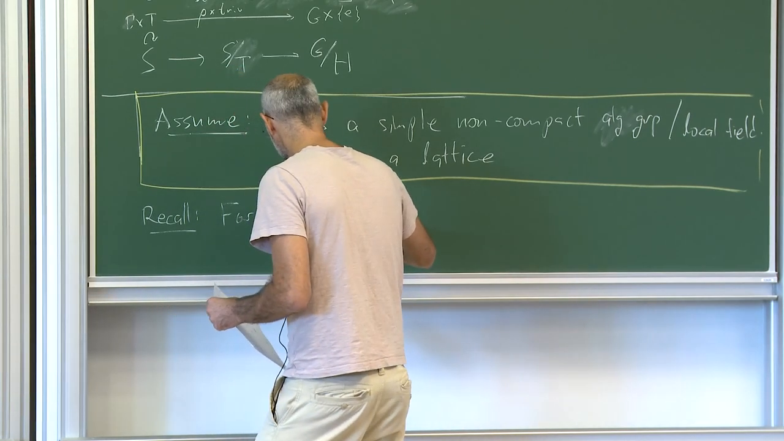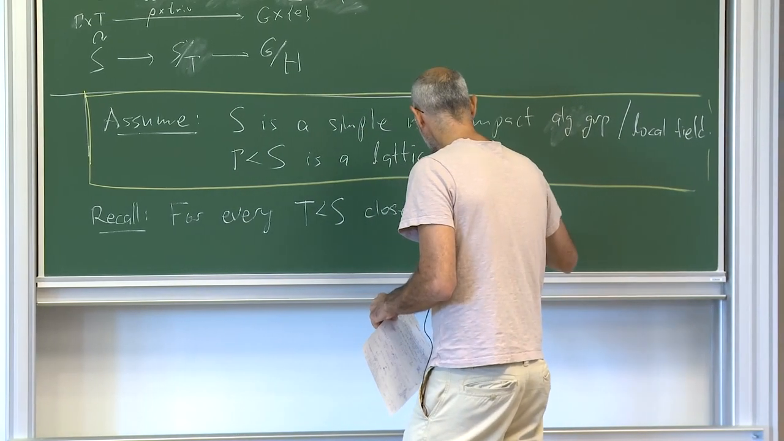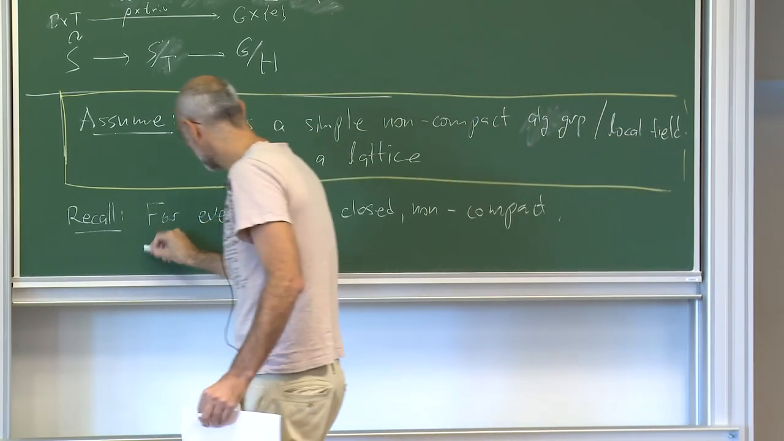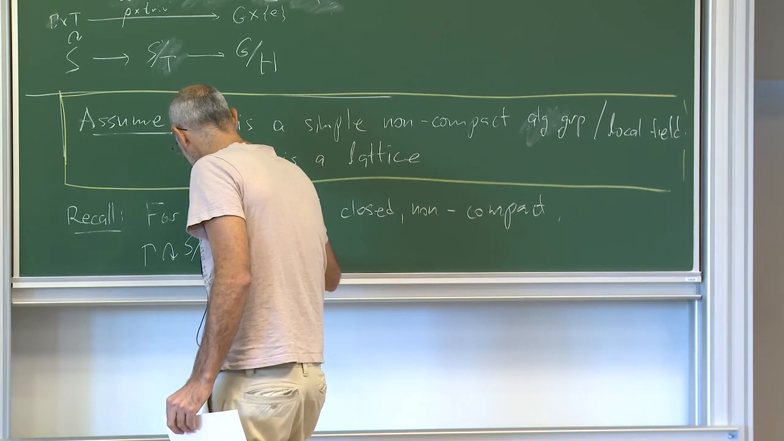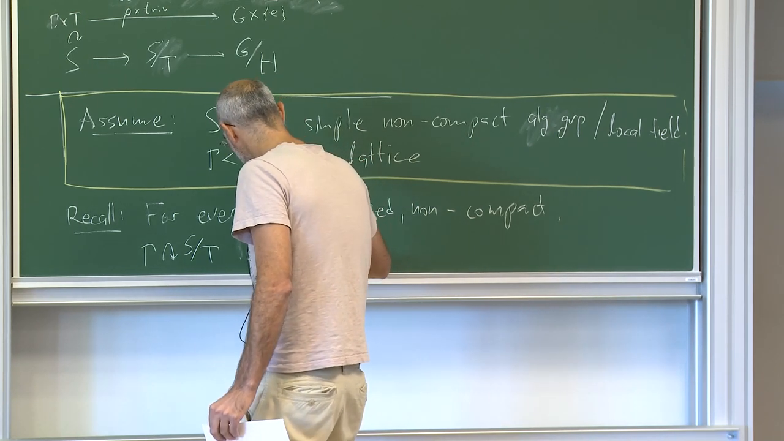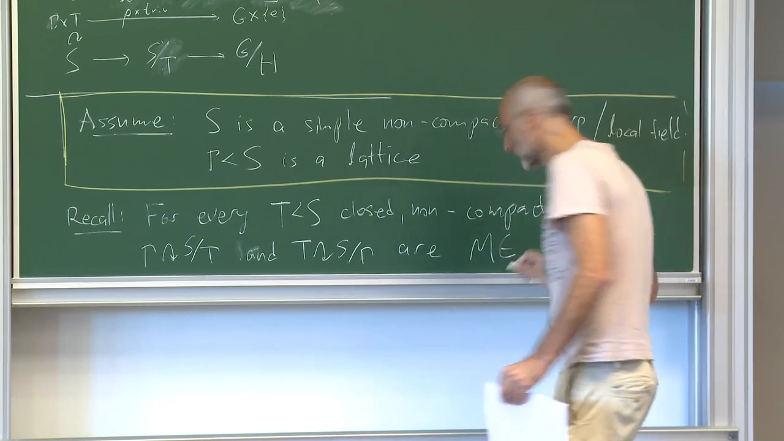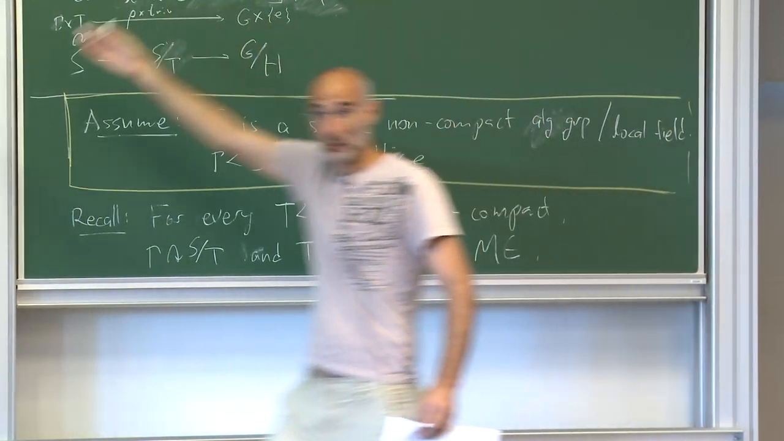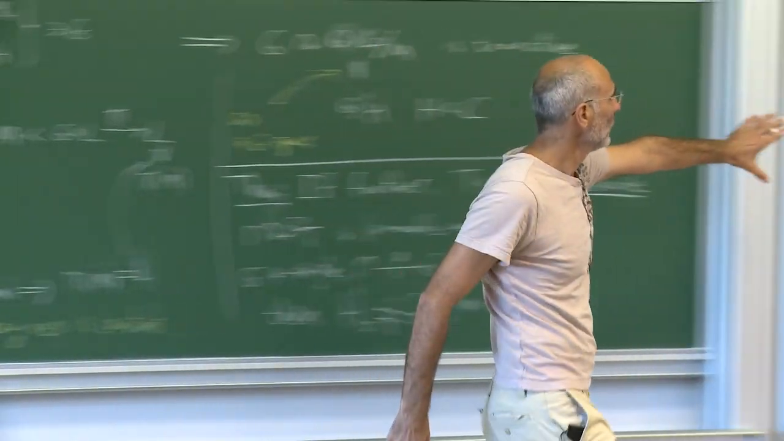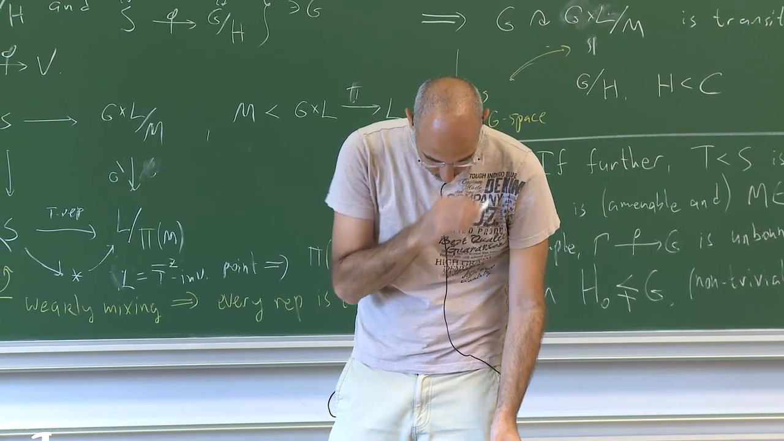for every T in S closed non-compact, gamma on S mod T and T on S mod gamma are ME. So this is the assumption that I had in those theorems. I get it now for free when I consider only the simple Lie group setting. Okay, questions so far?